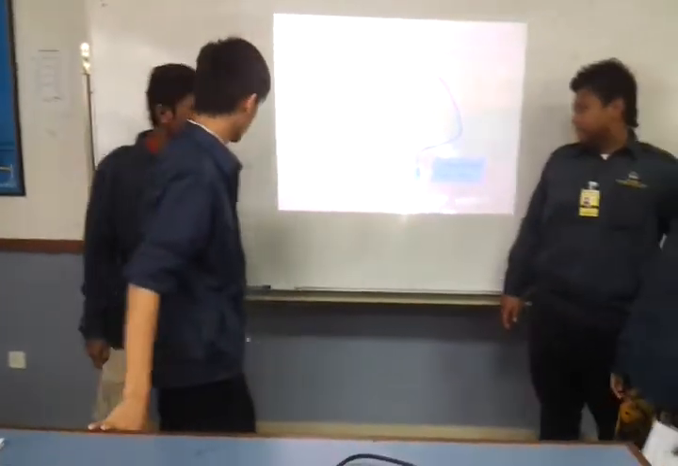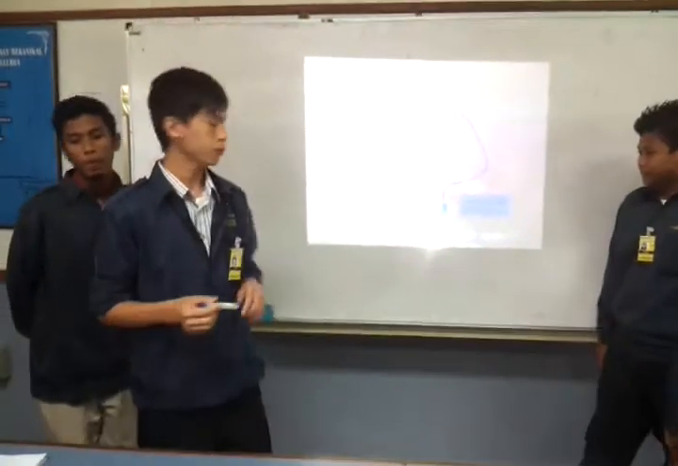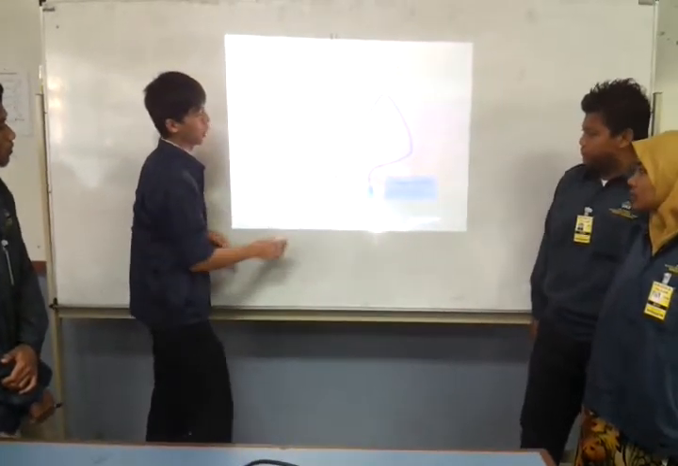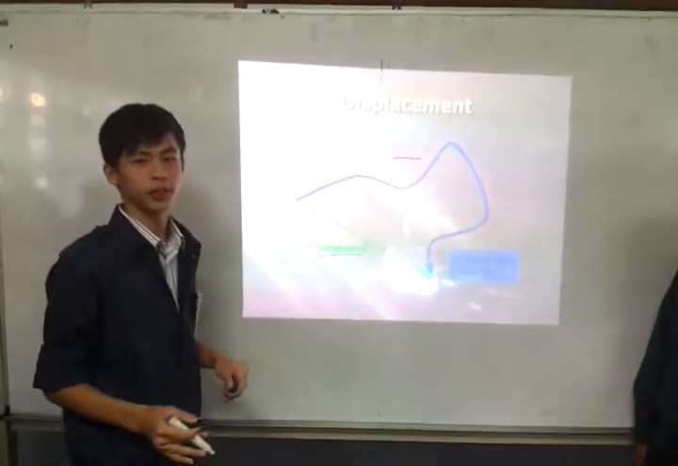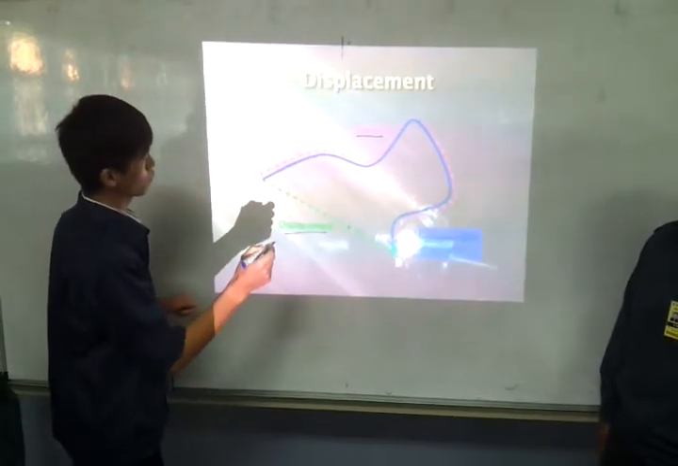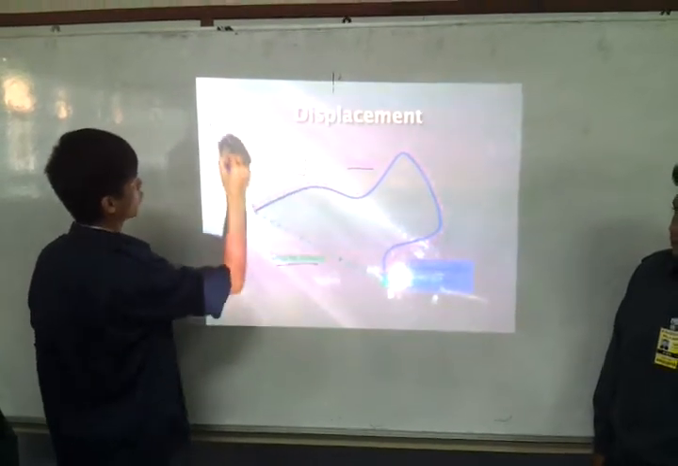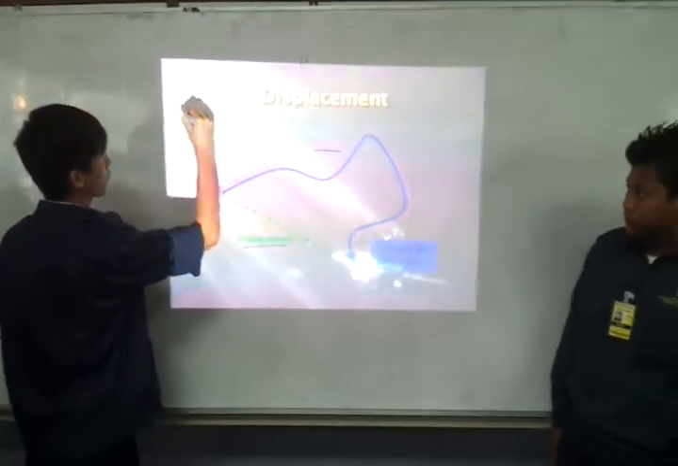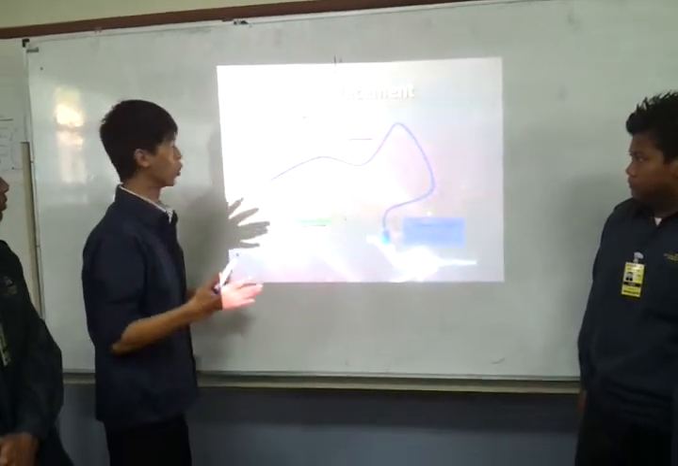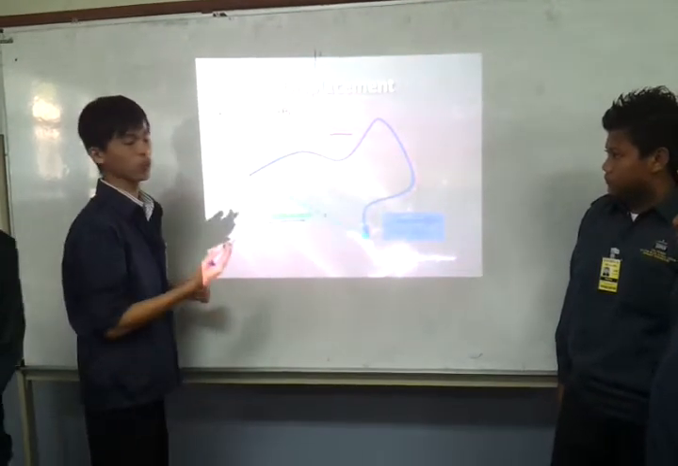So as we see for this one, I would like to use the marker pen to explain more deeper inside this displacement. As we know, this one is the displacement and this one is the distance. So when we talk about displacement, I'll do here. So as we know, this is the point A and this is the point B. When the point A goes to here, this is called displacement and also the distance.